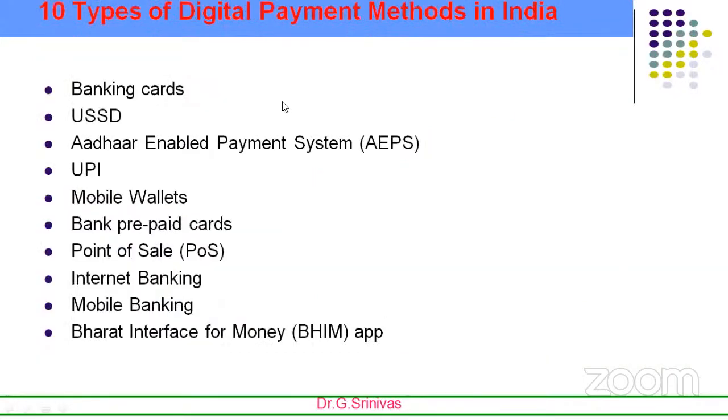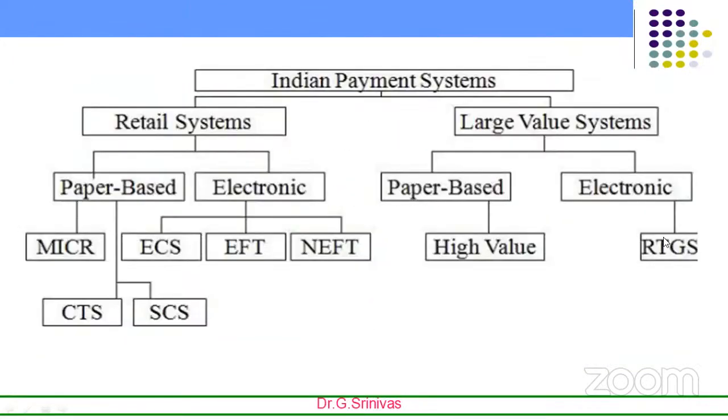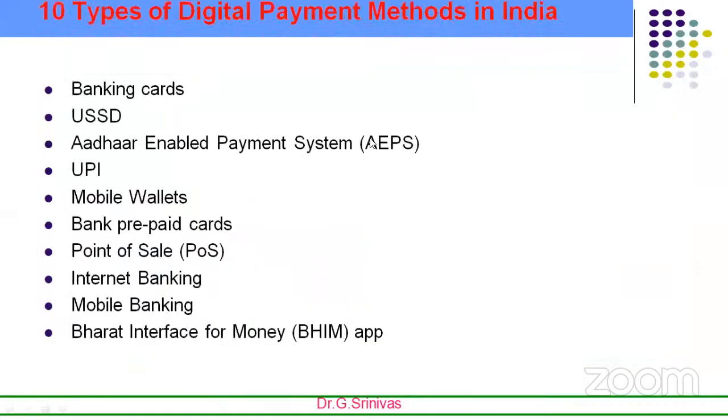If you come to the customer perspective, what type of facilities are there? These are settlement systems, cash settlement and transaction settlement systems between the banks. But from the customer point of view, what type of payment systems are the consumers using nowadays? One is bank cards.